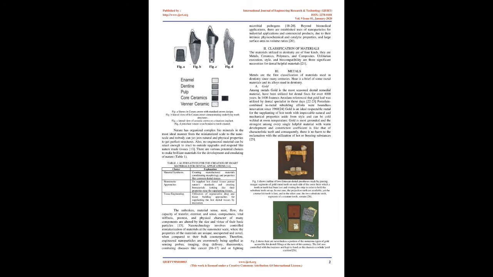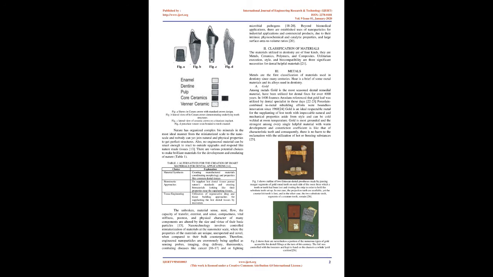Types of dental restorations. The types of restorations involved include simple feldspathic veneers, porcelain jacket crowns and bridges, metal ceramic crowns and bridges, inlays and onlays, and implant superstructures. These systems are shown schematically in Figures A, B, C, and D. Fig. A: In-Ceram crown with standard crown design. Fig. B: lateral view of In-Ceram crown demonstrating underlying tooth structures. Fig. C: lateral view of ceramic crown on a titanium implant. Fig. D: porcelain veneer resin bonded to tooth enamel.